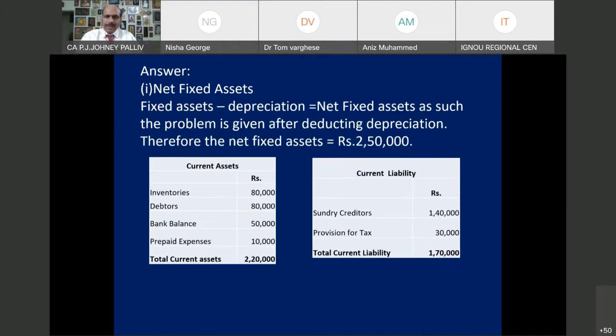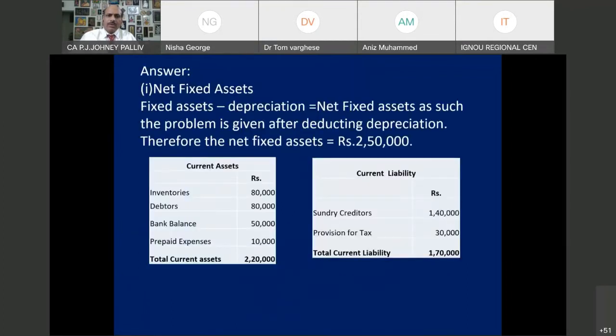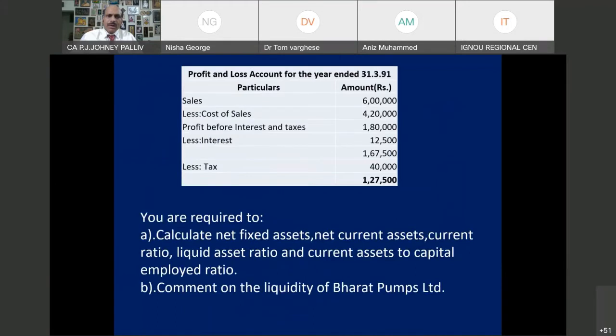Therefore, friends, net current asset is equal to current asset minus current liability, which is also equal to working capital WC, which is equal to CA minus CL. Here, net working capital is equal to 2,20,000 minus 1,70,000, which is equal to 50,000 rupees. So the answer to question number 2 is 50,000 rupees. Now let us see what is the next question. Well, the next question is calculate current ratio.